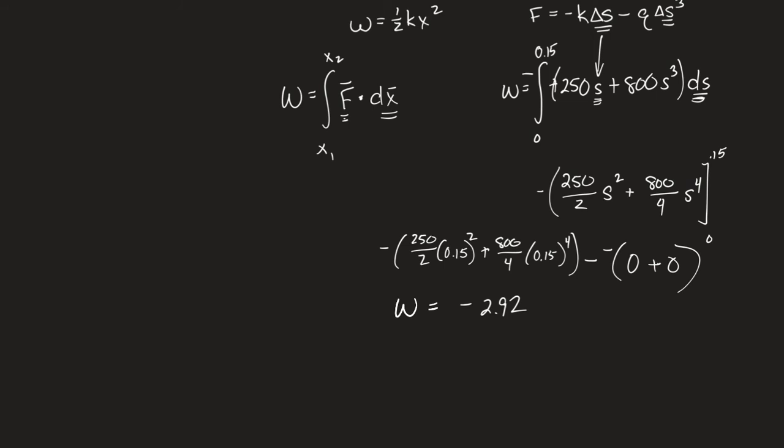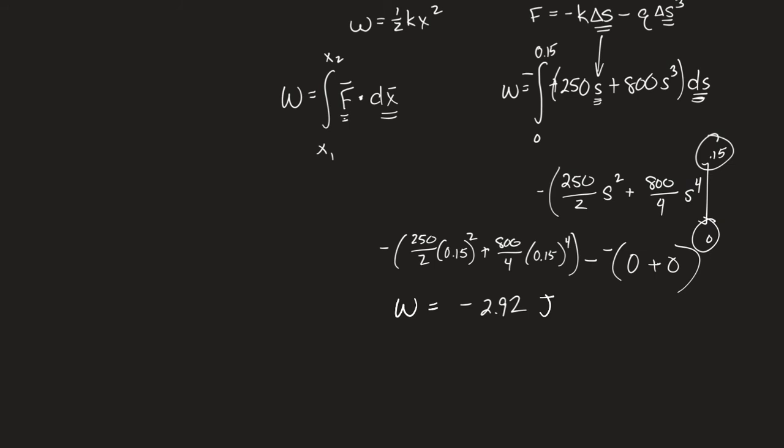Yes, ma'am. So why did you add the 0 plus 0 at the end? I didn't add it. I subtracted it. And I subtracted it because I have to put in the top limit of 0.15 into each term. And then I have to subtract putting the bottom limit into each term. Okay? But you subtract the bottom limit from the top limit. You're welcome. I have to assume that this is in joules because it's work.